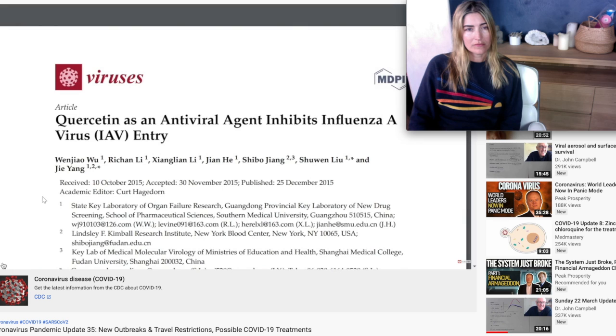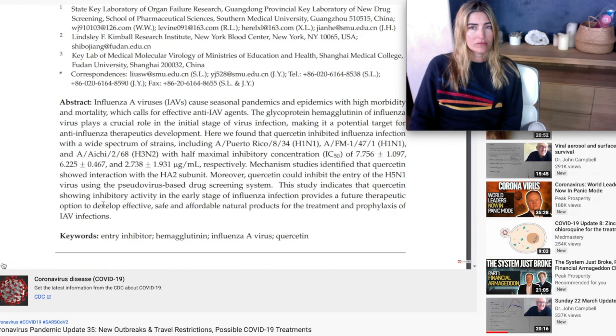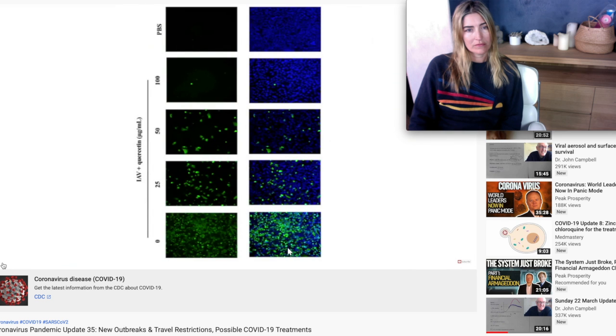So the next question is, does it actually reduce virus? Well, again, an in vitro study of quercetin as an antiviral agent inhibits influenza A virus entry. This study indicates that quercetin, showing inhibitory activity in the early stage of influenza infection, provides a future therapeutic option to develop effective, safe, and affordable natural products for the treatment and prophylaxis of influenza infections. This is not COVID-19, this is influenza. And here we can see that at zero quercetin, we see a lot of viral particles here that are illuminated with the fluorescent antibodies. And as we increase the dose of quercetin, you can see that the number of particles decreases rapidly until it's not seen at all.